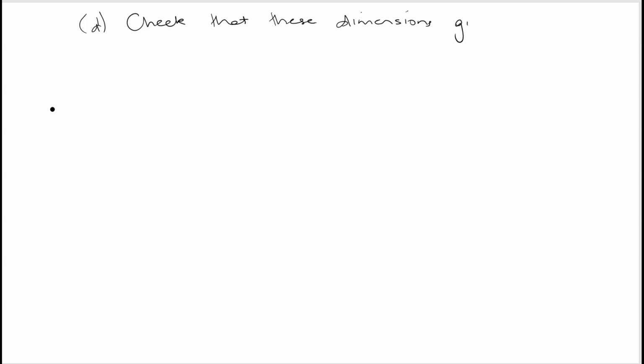The last part, D, says check that these dimensions give a max. So that means you've got to find the second derivative. So we had that the derivative was equal to what? 4 minus pi r minus 4r.